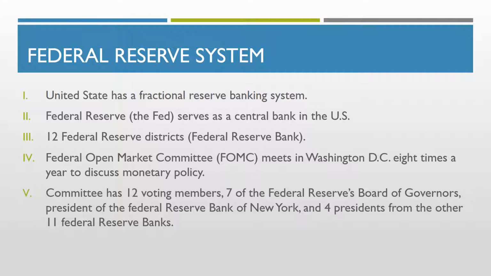There are 4 other members. They are basically rotated among the presidents of the other 11 Federal Reserve Banks. So apart from the Federal Reserve Bank of New York, all the other Federal Reserve Banks will have their presidents attend the meeting, and 4 of them will be the voting members in the committee, and they are by rotation.